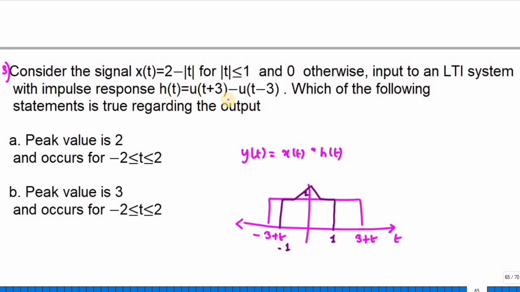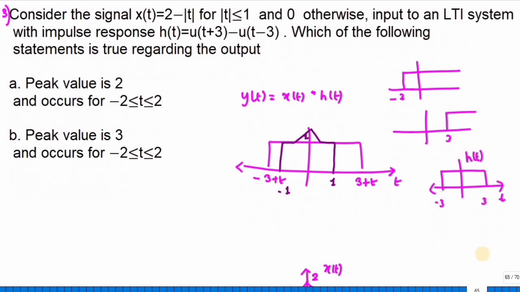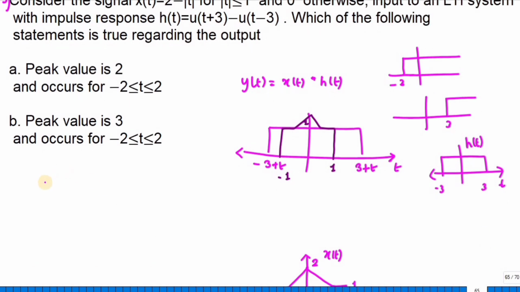The input to the LTI system with the impulse response h of t is equal to u of t plus 3 minus u of t minus 3. So if I subtract, I will get the answer like this. So this is my h of t. Okay, so you know the formula, right?